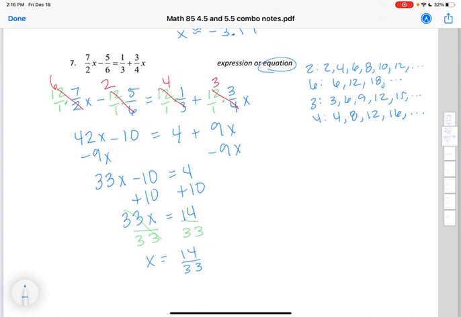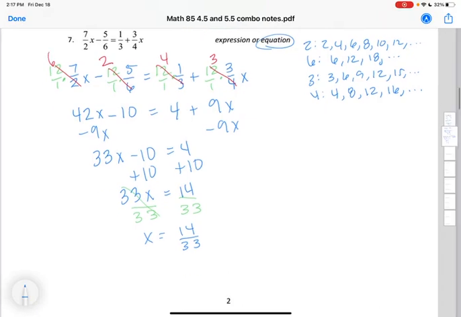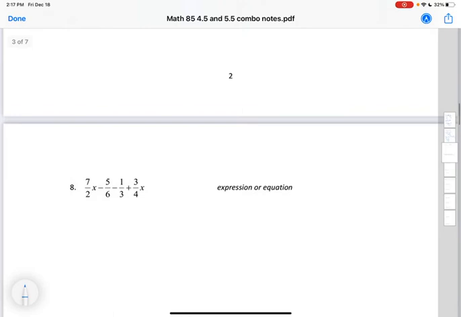All right, so we went ahead and canceled the 12 over 2 for 6, 12 over 6 for 2, 12 over 3 for 4, 12 over 4 for 3. And then multiplied it out to get that single line equation without any fractions in it. Got all the x's to one side, constants to the other. X equals 14 over 33. All right, very good. Let's keep on going.